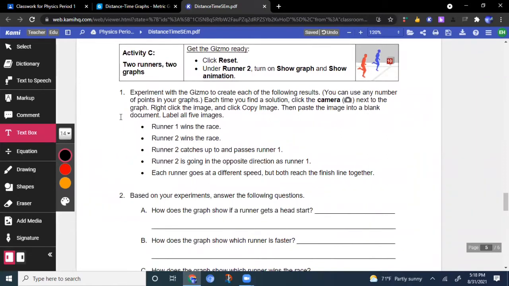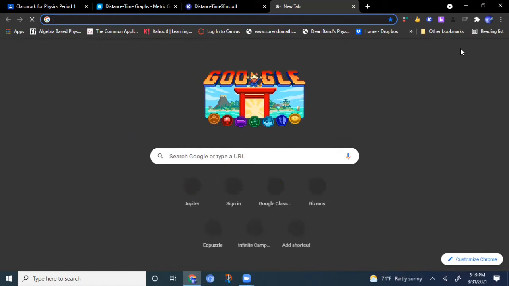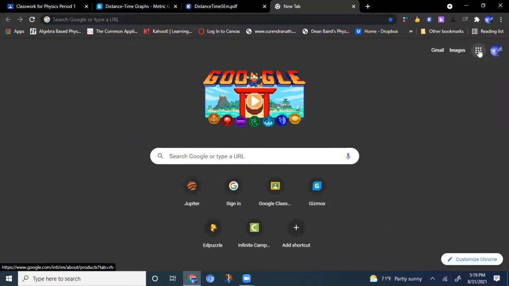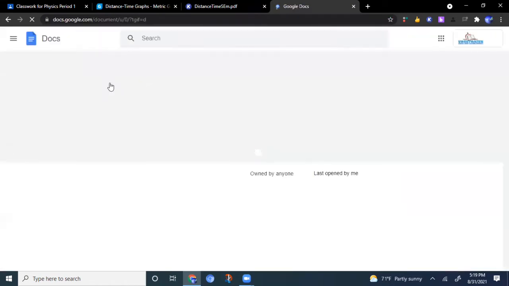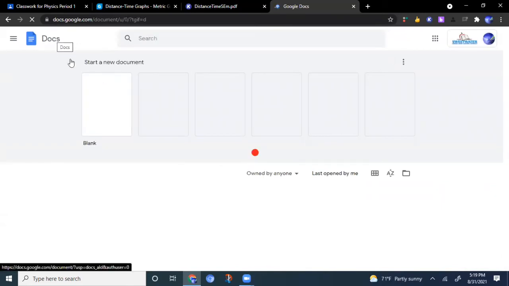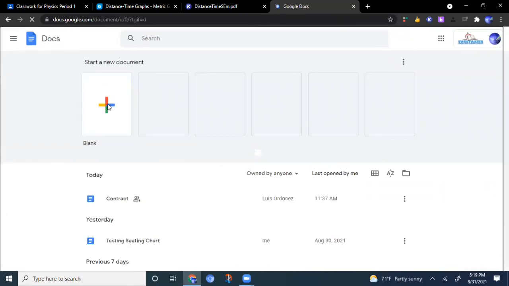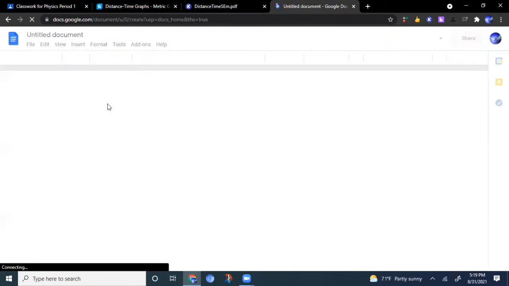Activity C. Now, for activity C, to do number 1 here and to copy all these images here, what I'm going to do is I'm going to open up another Google Doc that will allow me to copy and paste those images into the assignment. And what I will do is I will turn in this separate Google Doc file along with the assignment when I'm ready to do so. Open up the blank one. Title it.